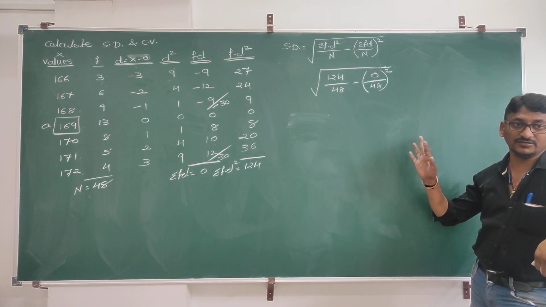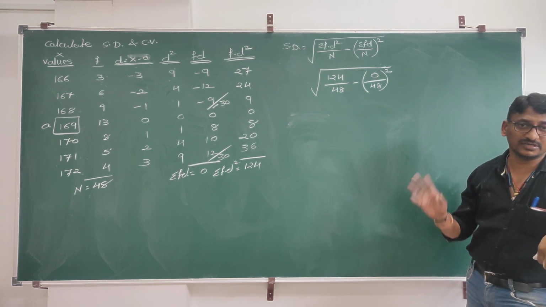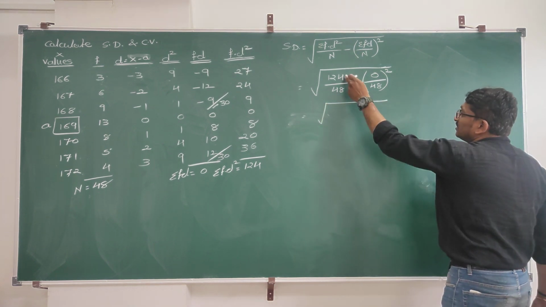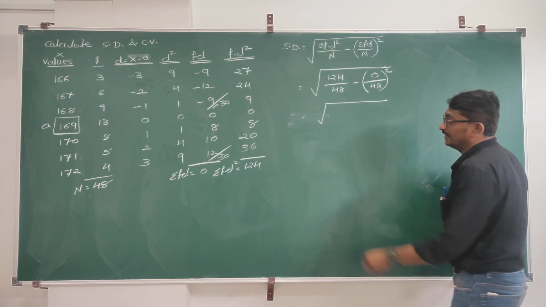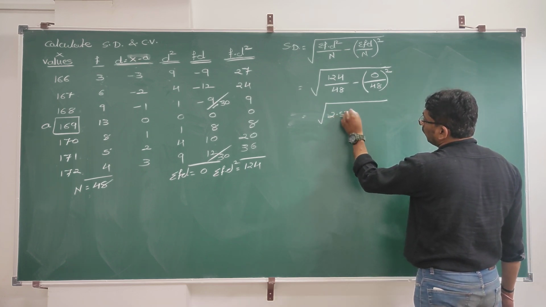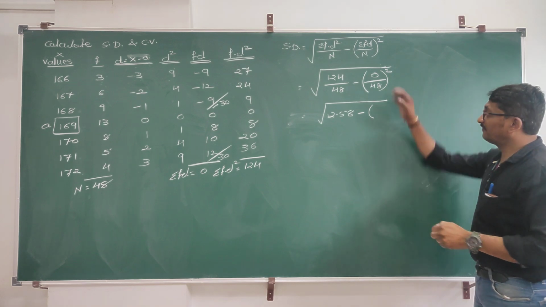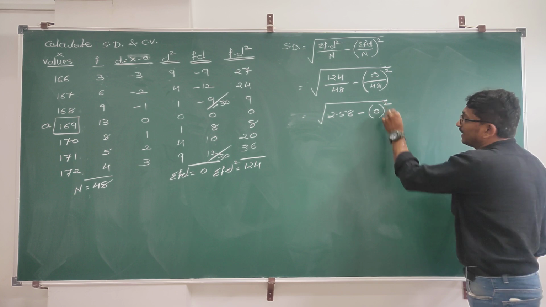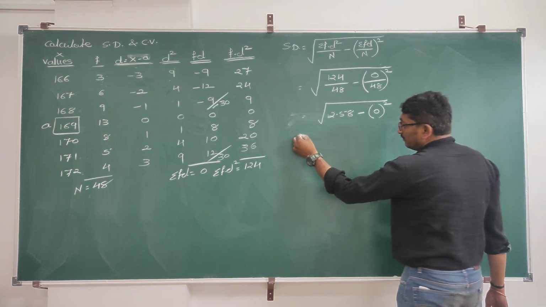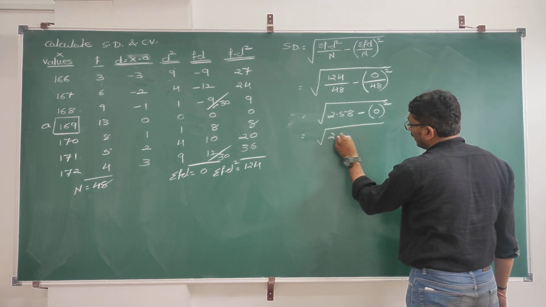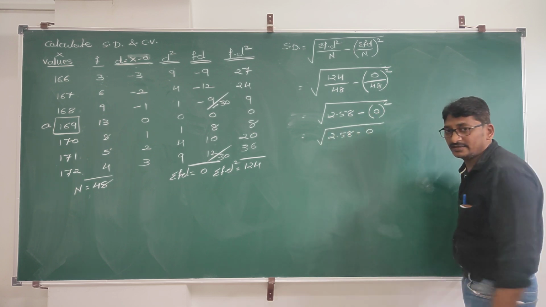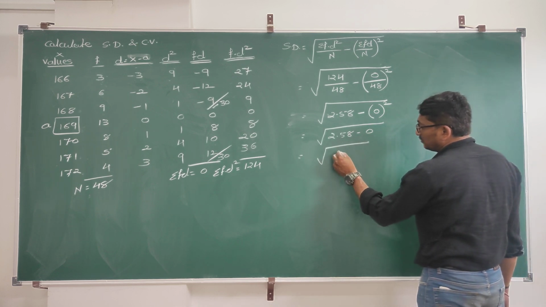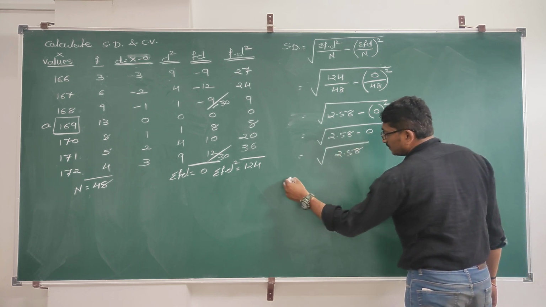Yes, you have to substitute the values. Don't use any shortcut method. Go step by step. You will get the exact answer. Which is equal to root of, first divide this, 124 divided by 48, 2.58, minus, first divide this, 0 divided by 48 is always 0, bracket complete the whole square. Which is equal to root of 2.58 minus 0 square will be 0 only.